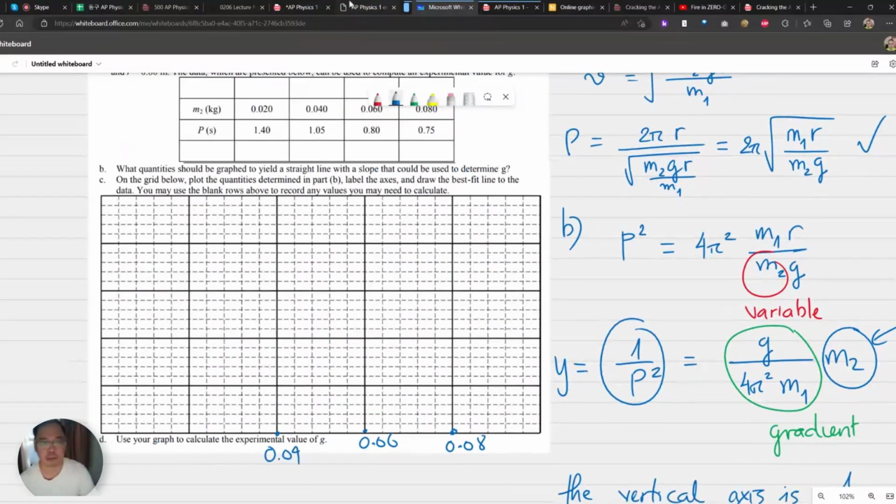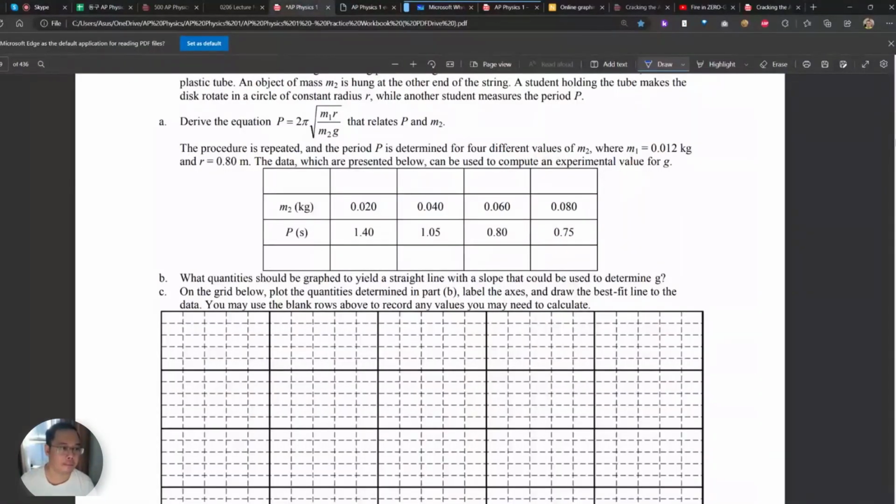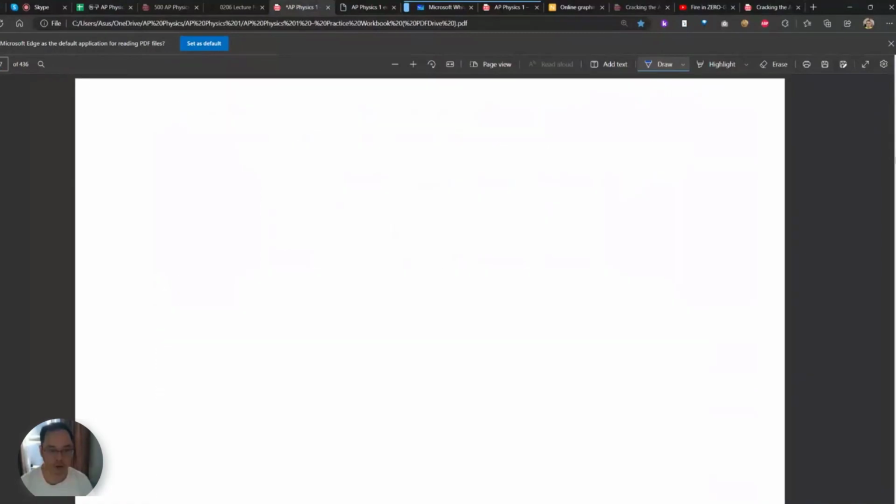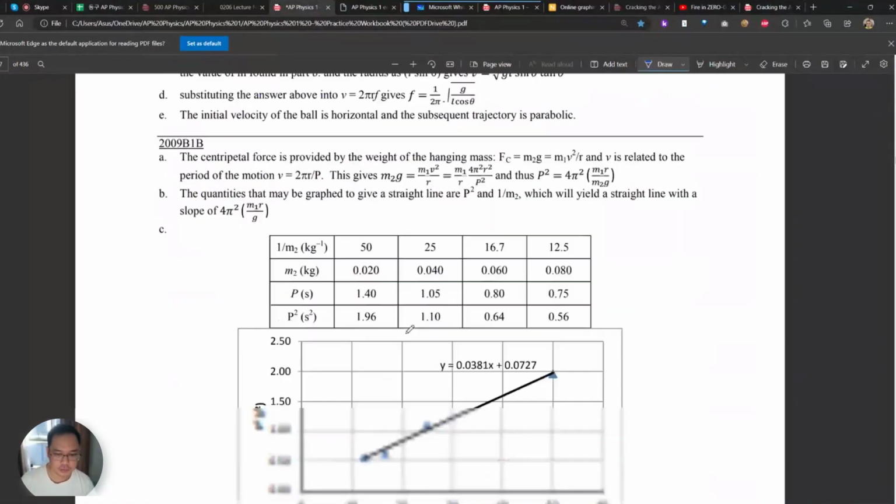Which page? The number of the page? 97. 97. Okay.